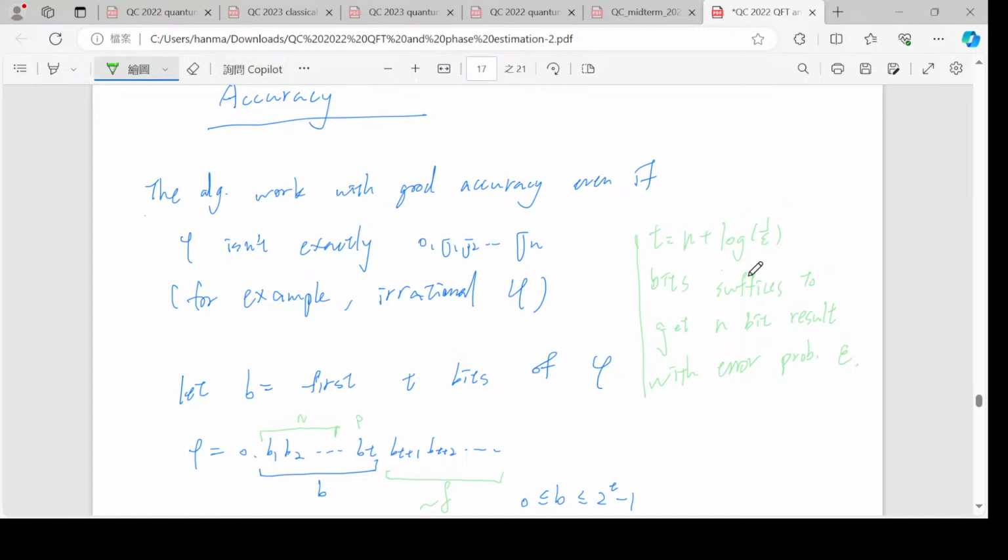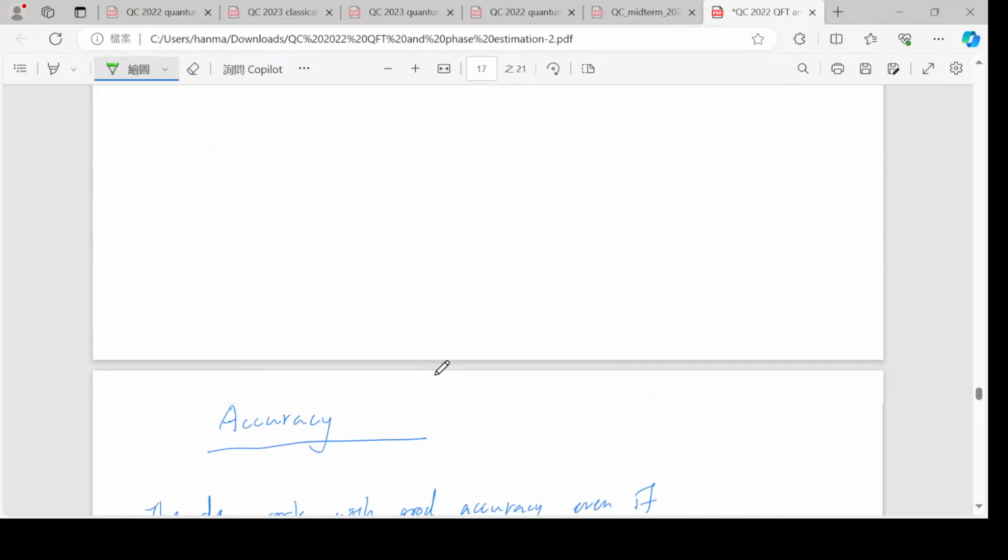So now we need to introduce the idea of error. Your phase estimation algorithm will sometimes fail, and the failure probability is epsilon. To handle epsilon, you need to add extra log 1 over epsilon bits. That's the high-level idea.